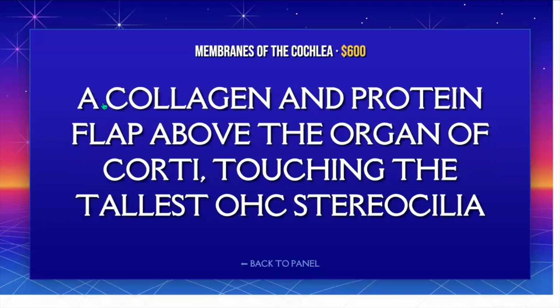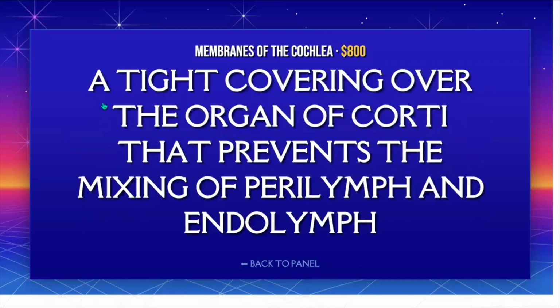For 600, we have a collagen and protein flap above the organ of Corti that touches the tallest outer hair cell stereocilia. The answer to this would be, what is the tectorial membrane? For 800, we have a tight covering over the organ of Corti that prevents the mixing of perilymph and endolymph. And the answer to this would be, what is the reticular lamina?